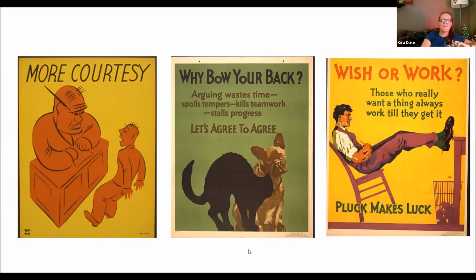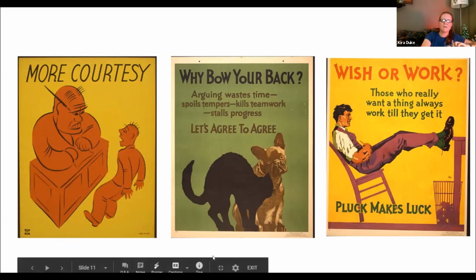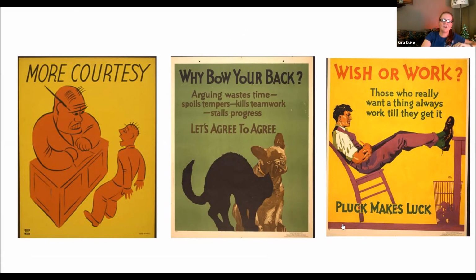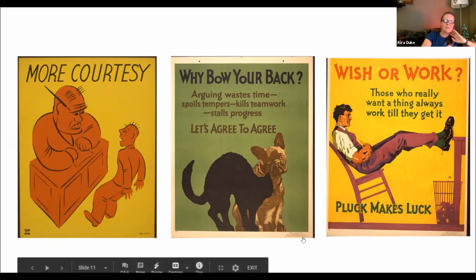Could we get a volunteer who selected the wish or work to share with us why they found that one to be more effective at communicating its message? Feel free to unmute yourself to share your thought about why you found that one to be effective.